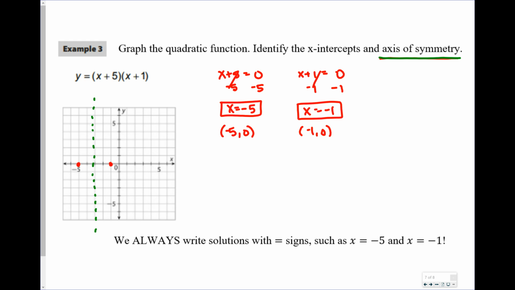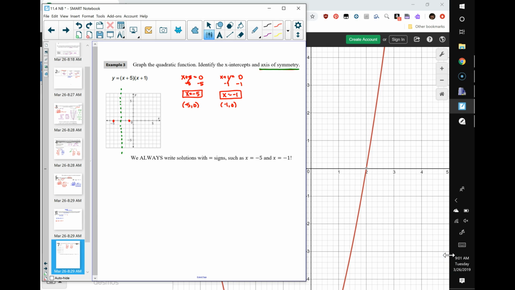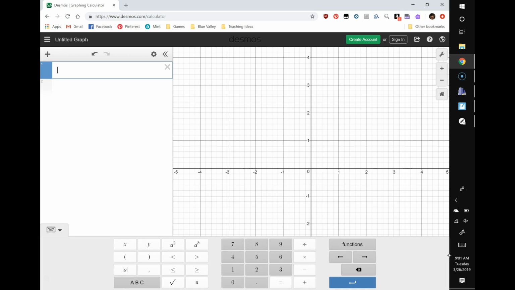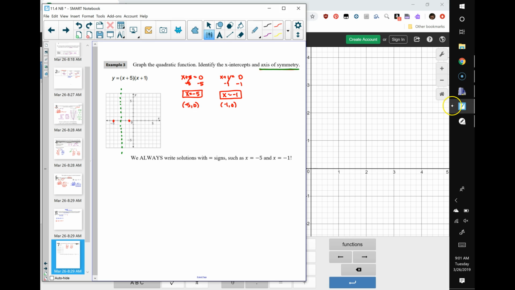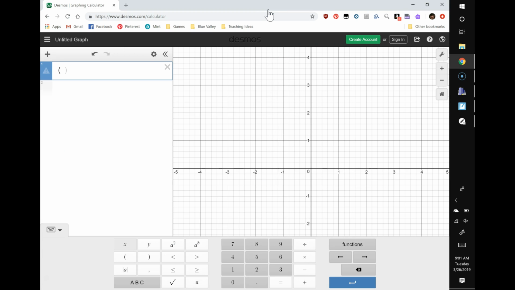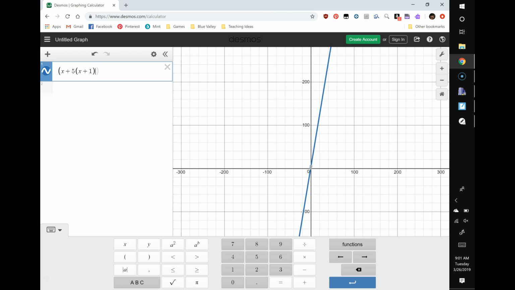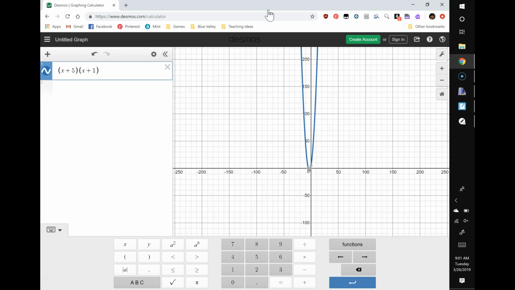Okay, now I need more information, right? I need to know where the vertex is. So that's what our calculators are for, or Desmos. We can go back into here. We can do, let's see, what is it? X plus 5, x plus 1. Yep. So x plus 5, parentheses x plus 1. And when I zoom out, oh, I didn't put a parenthesis here. There we go. That's why that's not working. There we go. Okay, let's zoom back in now.